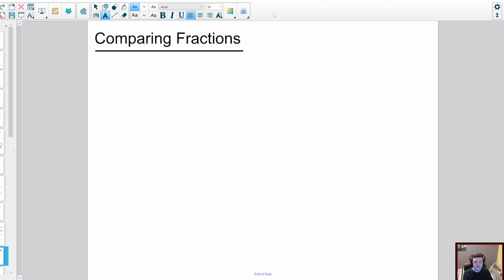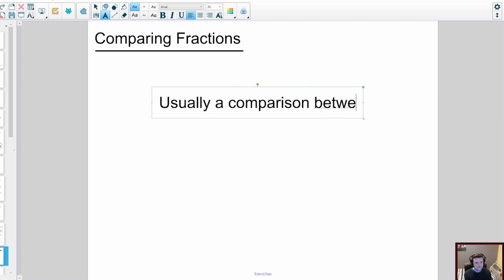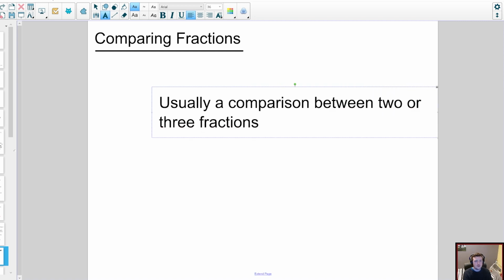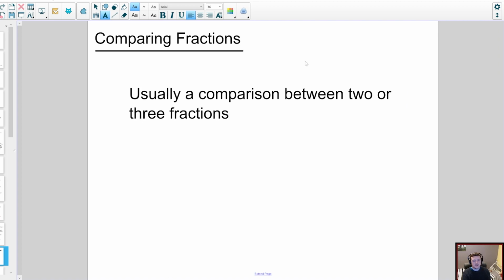Comparing fractions is much the same, really, except usually what you'll get is a comparison between two things. And so instead of saying put them in order, they'll tell you which one's the bigger, which one's the smaller, which one is the largest, which one is the smallest. And so instead of putting them all in order, you just have to work out which one is bigger than the other.